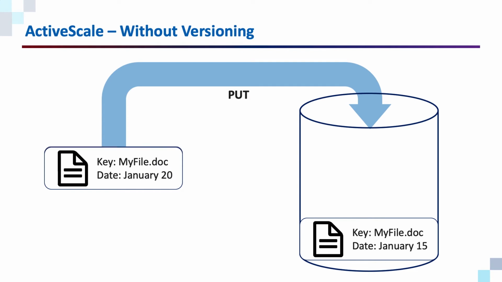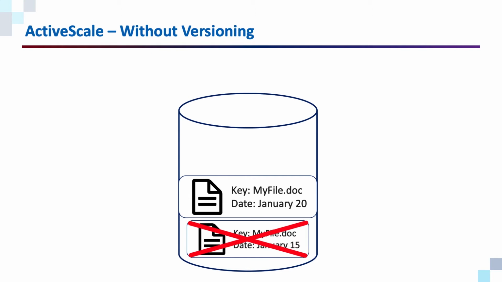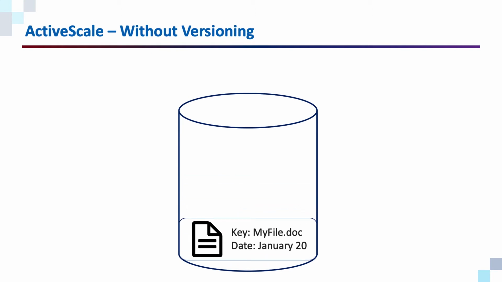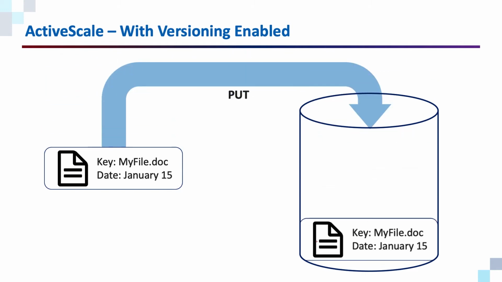Let's say I store a file in ActiveScale, and I come back a couple days later and make changes to that file and store it in ActiveScale. Typically what happens is the previous version is destroyed in the process. But that's not the case when versioning is enabled.